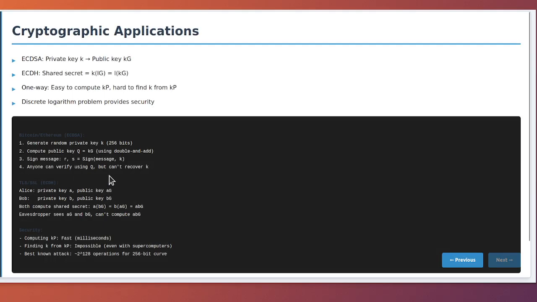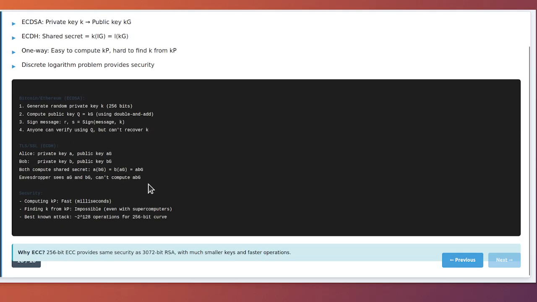Summary and cryptographic applications. We've learned that scalar multiplication, kP, is computed efficiently using the double and add algorithm, which is based on the binary representation of k. Instead of k additions, we need only about log base 2 of k doublings, plus the additions for each 1 bit. For a 256-bit number, that's about 256 to 512 operations. This is practical for computers, yet the inverse operation, given kP, find k, is essentially impossible. This one-way property is the foundation of elliptic curve cryptography.